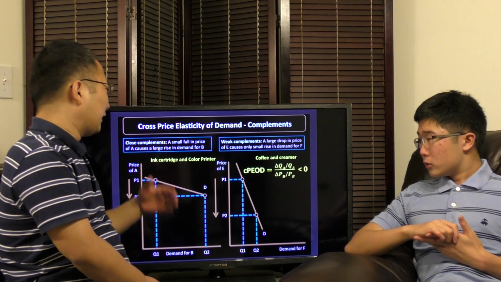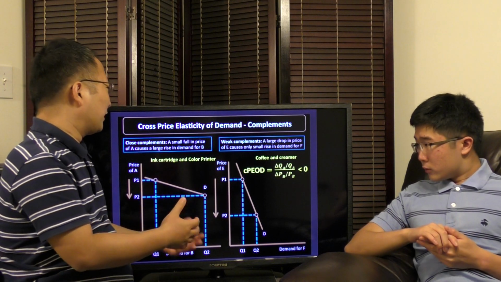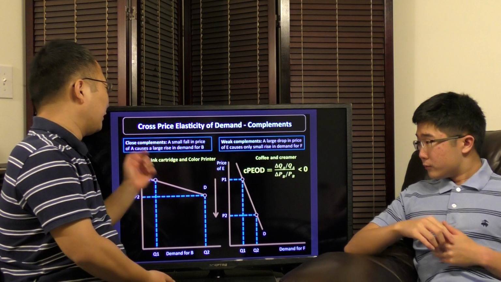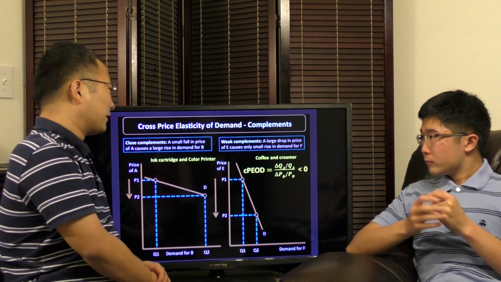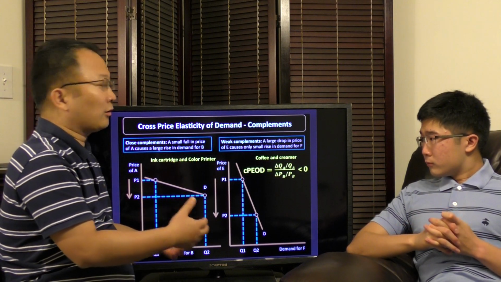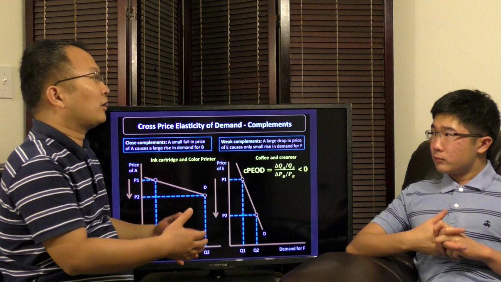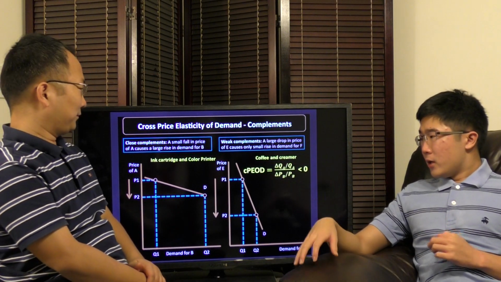We don't have a really perfect example, but for strong complements, we can say, like an ink cartridge and a color printer, because of course, a color printer needs cartridges from time to time. When the ink cartridge price is reduced by 10%, then color printer demand is expected to increase a lot more, because the maintenance cost drops so much. So basically, we look at ink cartridges and color printers.